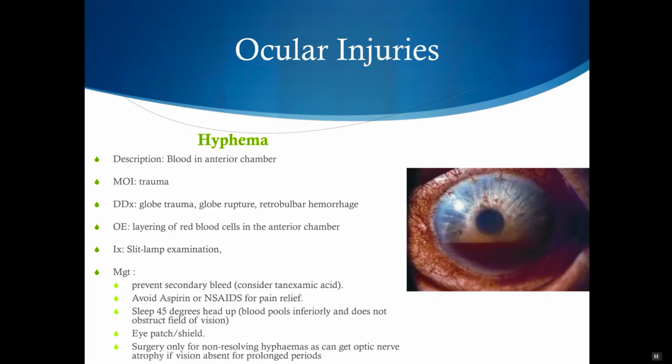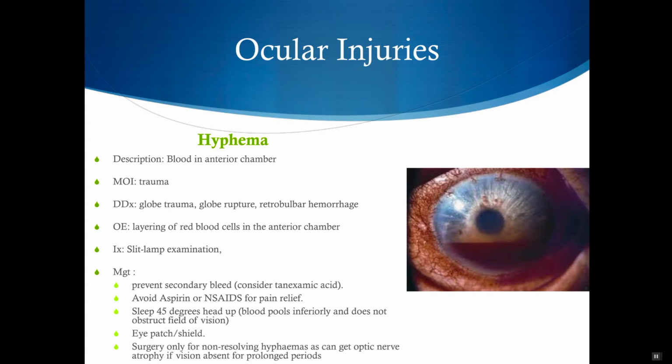Hyphema is essentially due to a direct trauma to the front of the eye. You'll see a blood fluid level at the front of the eye, over top of the iris. It's a layering of red blood cells in the anterior chamber, and you can pick it up on slit lamp examination. You want to prevent any secondary bleeding in this situation, so you want to consider giving them something like tranexamic acid, 1 gram PO 2 to 3 times a day.